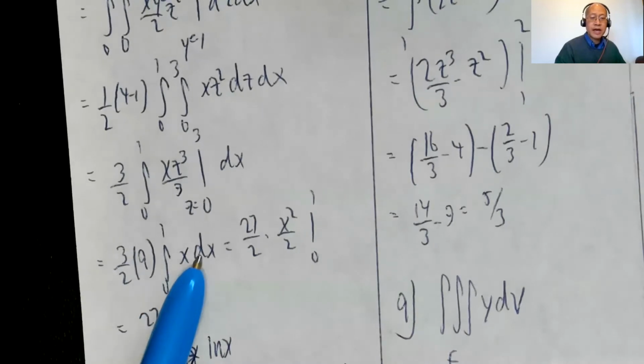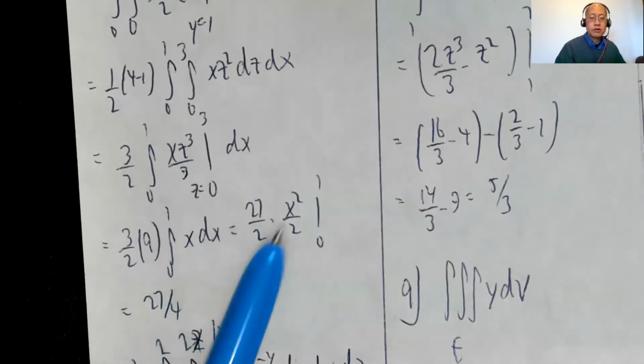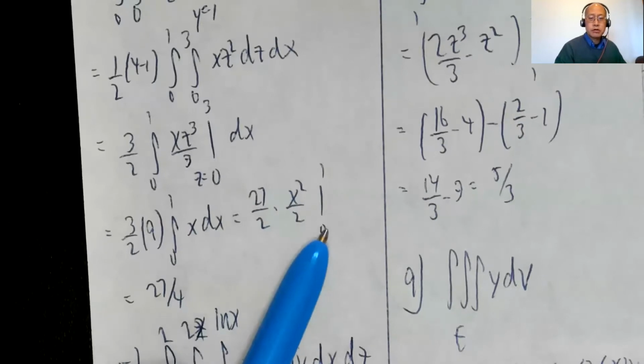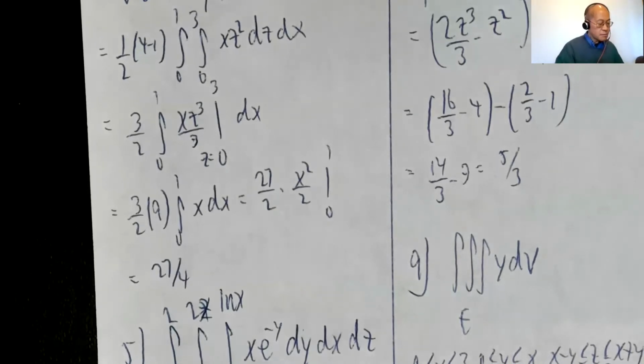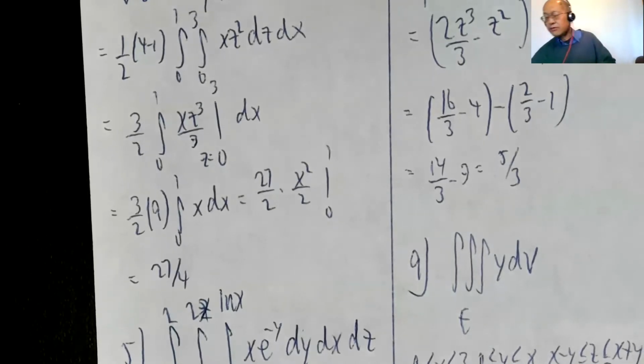The integral from 0 to 1 of x dx. 27 over 2, x squared over 2 from 0 to 1. Plug in 0, you get 0. Plug in 1, you get 1. So 27 over 4. And that is the same answer that you got in the example that they gave you. Okay, that's a basic idea of how these work.